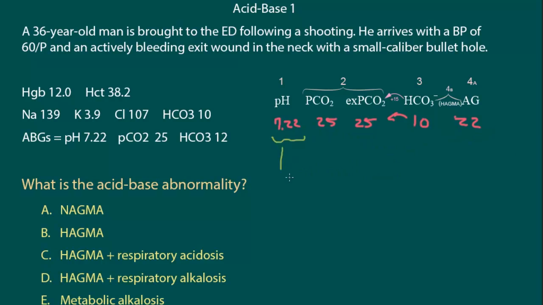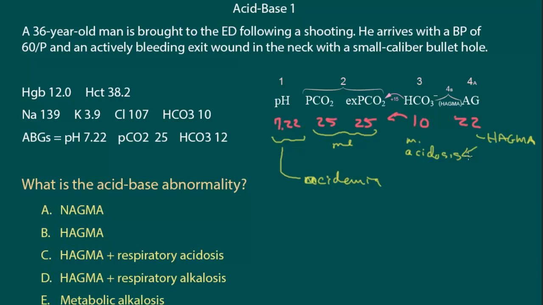Primary metabolic disorder is acidemia. PCO2 is simply reacting. It's the same as expected, so it's simply reacting to the bicarb. We can ignore it. Bicarb is 10. There's a definite metabolic acidosis. Anion gap is 22. There's a definite HAGMA. And remember, anytime you have a HAGMA, you definitely have, by definition, a metabolic acidosis.